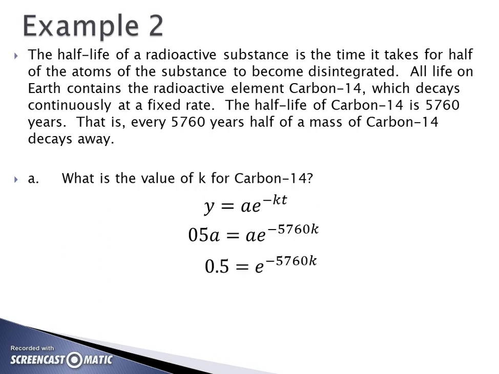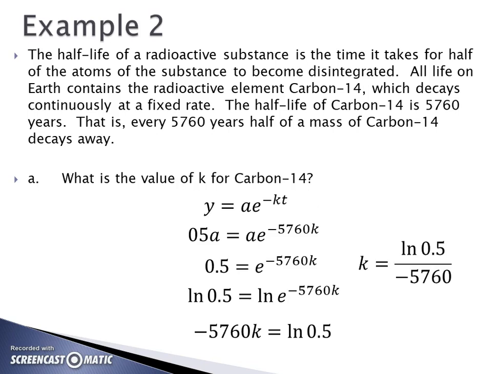And then we're going to solve this like a normal logarithm. We're going to take the natural log of 0.5 and the natural log of e to the negative 5,760k. So that gives us negative 5,760k equals natural log of 0.5, divided by negative 5,760. And we get about 0.00012. That is our constant for carbon-14.